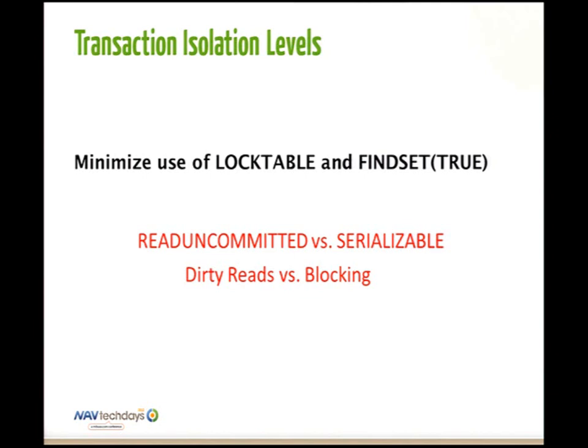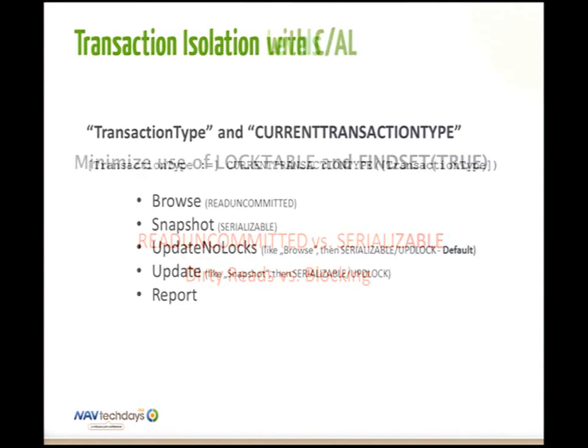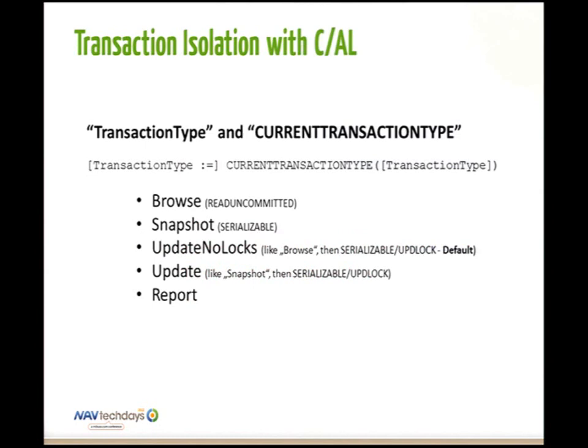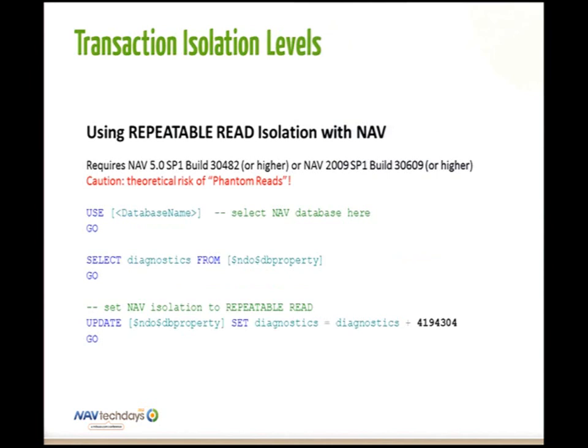In addition to this, we also have a little feature. There is a property in reports, and there's a method, transaction type and current transaction type, where we can also specify the isolation level we want to use for a certain thingy. But at the end of the day, we are still ending up with read uncommitted and serializable. So that's not really helping. No, this is the real deal.